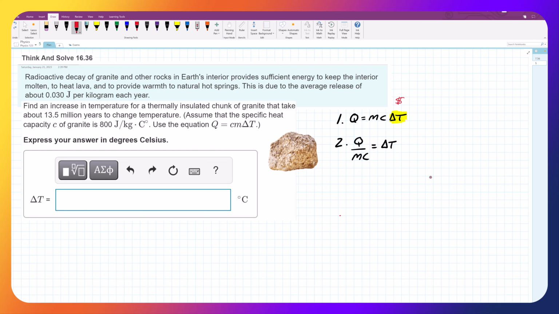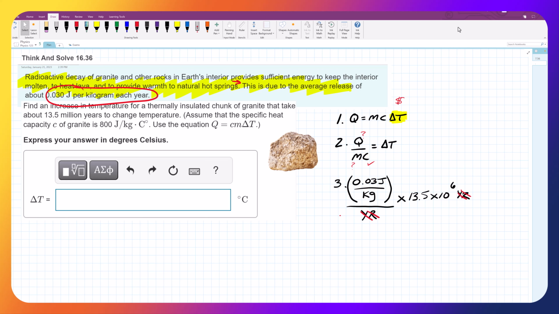And now I have to ask myself, what do I know and what don't I know? Do I know Q? No. Do I know M? No. Do I know C? Yes. So now I'm stuck, so I'll go back to reading the question again and see if I can get any clues this time. This sentence seems interesting. This is due to the average release of about 0.03 joules per kilogram each year. I'm going to write that down, 0.03 joules per kilogram per year. So I'm getting 0.03 joules per kilogram each year for 13.5 million years.